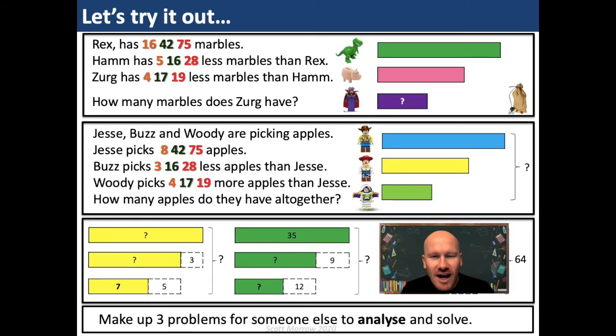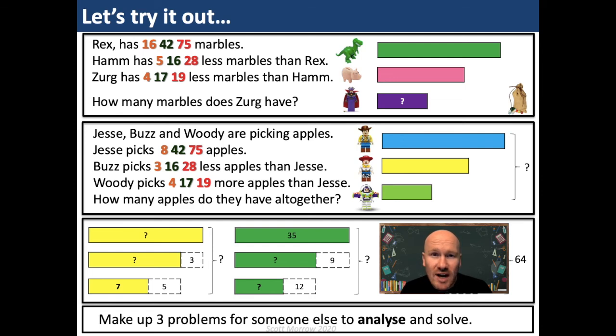It's time to try that out. Can you apply that success criteria in order to analyse and solve each of the following problems? As usual, we've got 3 different numbers within each problem. I want you to choose the numbers that are suited to you, not too easy and not too difficult.